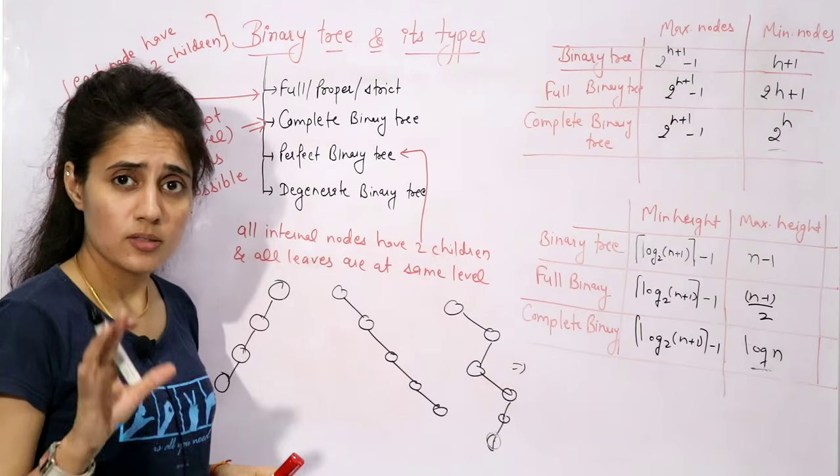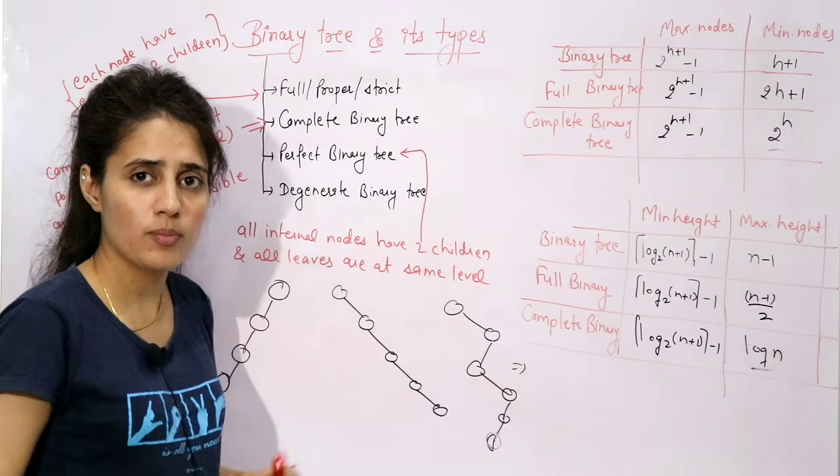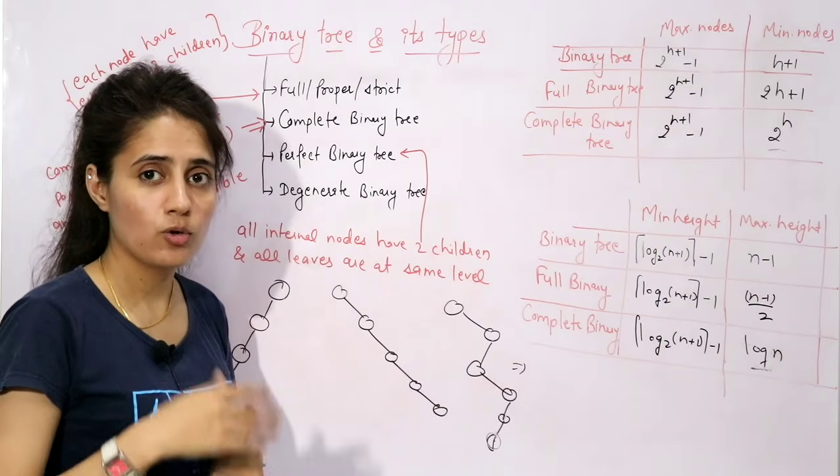Fine. So I guess this is all about binary trees. We have discussed the properties of binary trees and the types of binary trees, right? Now in detail how to implement a binary tree, that thing we are going to discuss in the next video.